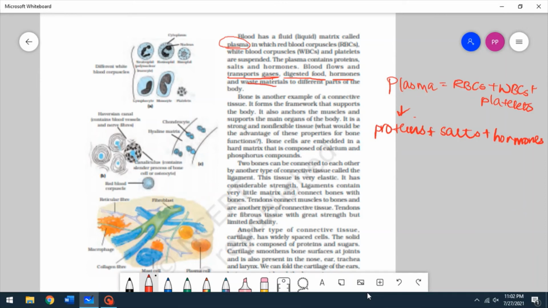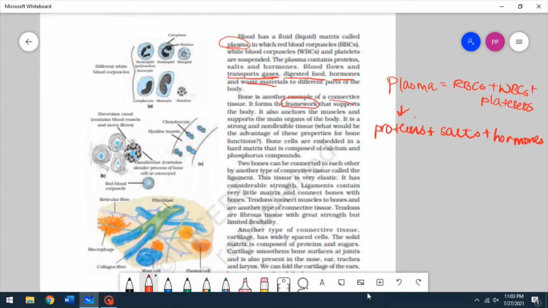Bone is another type of connective tissue because it connects the different parts of the body. It forms a framework or a skeletal structure that supports the body. It also anchors the muscles and supports the main organs of the body. That is why it's called connective tissue. It's a strong and non-flexible tissue. We can't hold two sides of a bone and pull it and expect it to expand like a rubber band, right?